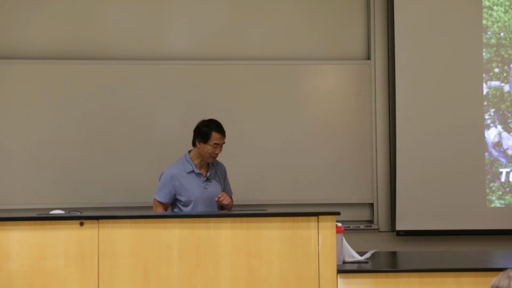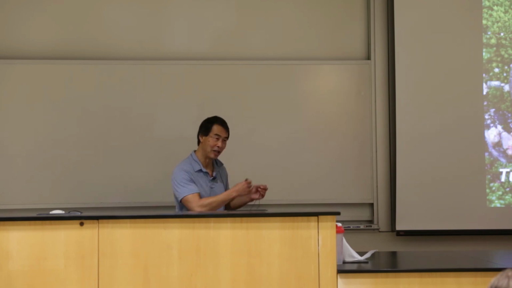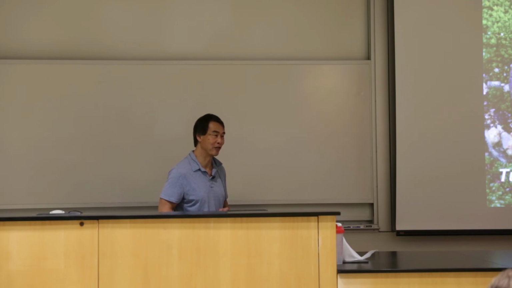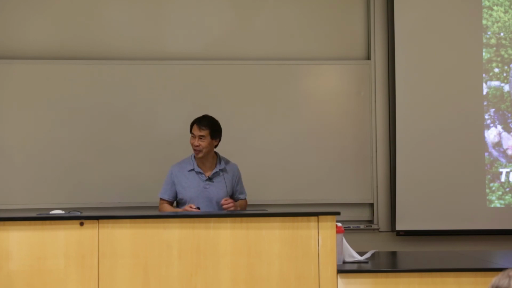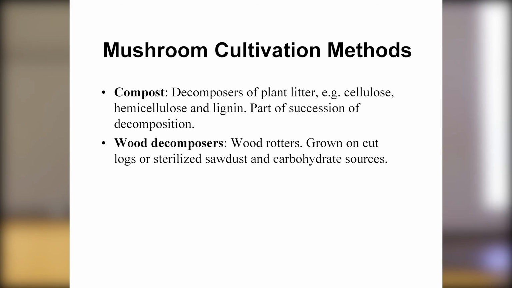Okay, now this is the part that Dr. Daler asked me to do for mushroom cultivation, related to what we can do locally for sustainability. Basically there are two mushroom cultivation methods. There's the compost method, because a lot of mushrooms are decomposers, and they have their place in the ecosystem where they will come in at certain times and decompose certain compounds. In this case, we're usually talking about hemicellulose, lignin, and cellulose. And they are part of the succession in decomposition.